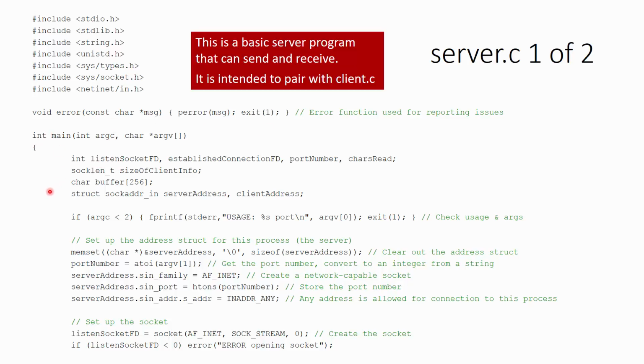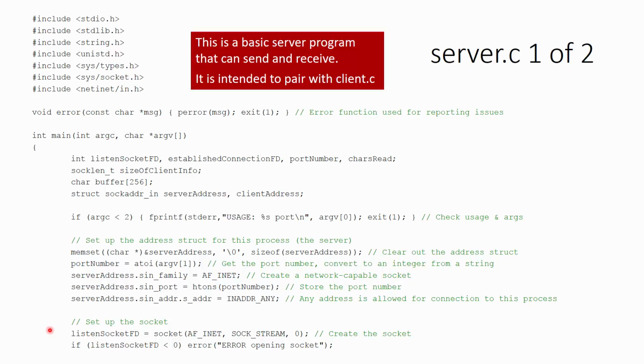The main function starts. Here are all the variables we're going to use in this program. We're going to check the usage, which means we're going to make sure that we have all of the user input that we need to run this program. In this case, we need to know the name of the program and then the port. So give me the port number so that we can bind to it later.